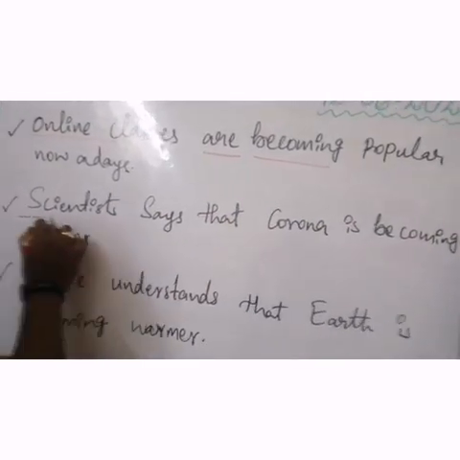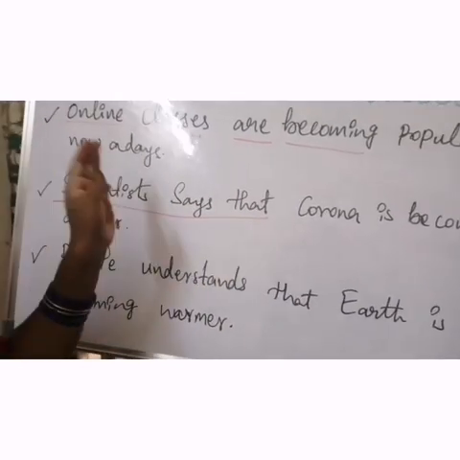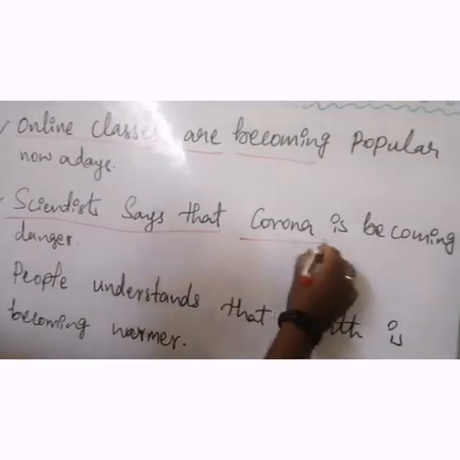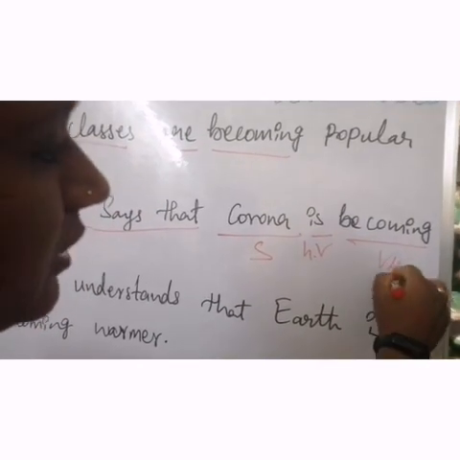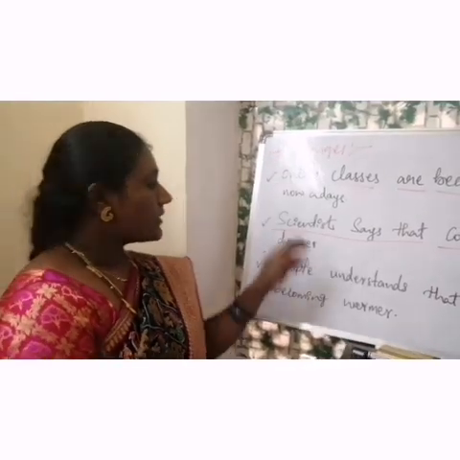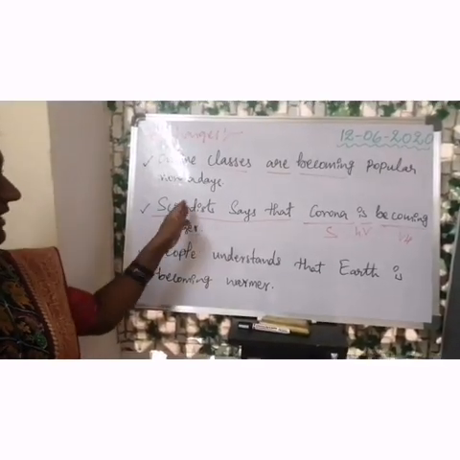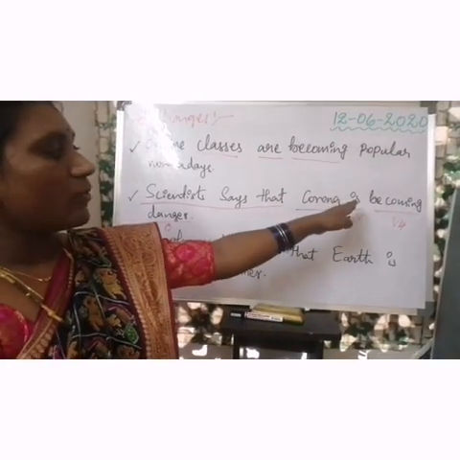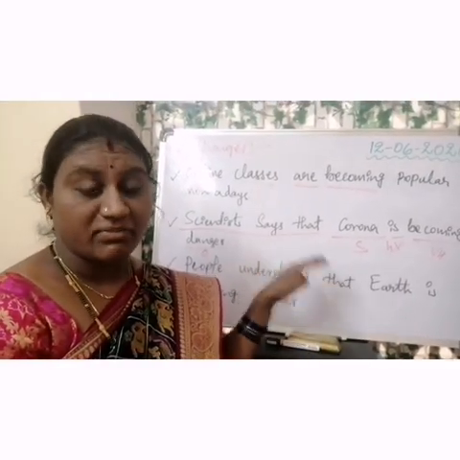So here, this whole statement comes. The first three words, this statement comes under the secondary object complement. And corona is a subject, is a helping verb, and becoming is a verb, and dangerous is a primary object complement. So scientist says that corona is becoming dangerous. So secondary object complement, primary object complement, subject, helping verb, and verb. So it is also a temporary activity. It's a temporary change one.